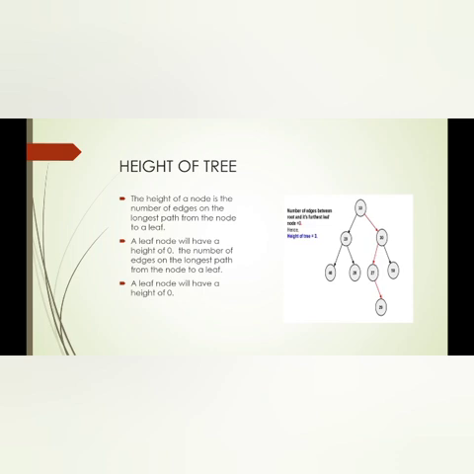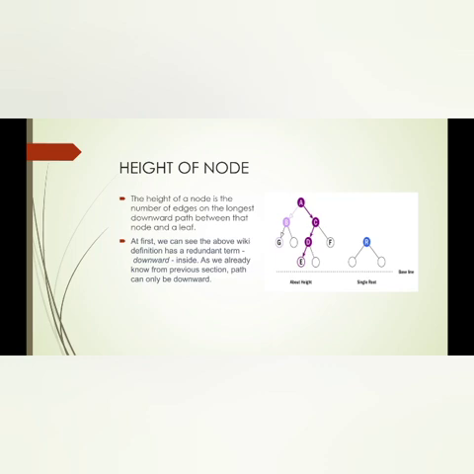Height of tree. The height of a node is the number of edges on the longest path from the node to a leaf. A leaf node will have a height of 0. Height of node. The height of a node is the number of edges on the longest downward path between that node and a leaf.